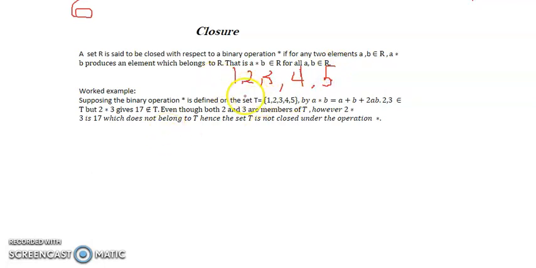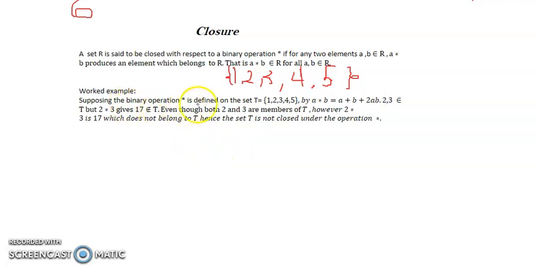Now, if we combine any two elements in this set, and the result of our combination according to a particular binary operation gives an element which is also a member of this set, then the binary operation is said to be closed. The set is said to be closed under the binary operation. So now let's look at a worked example.